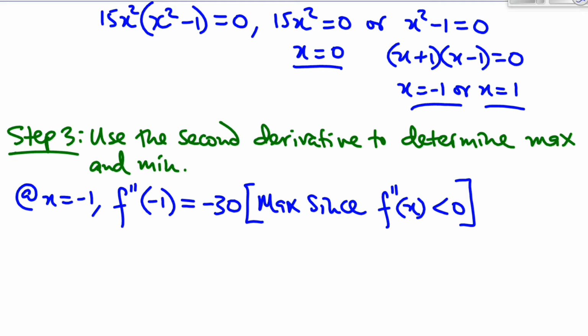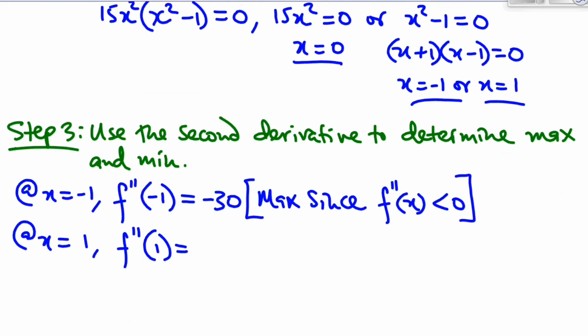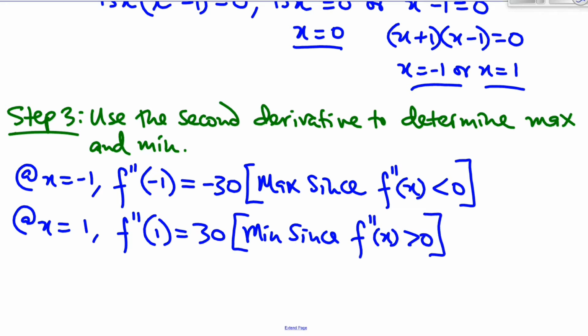Okay, and at x = 1, if you plug that into the second derivative, you will end up with 30. So this is the minimum, since the second derivative is greater than 0.